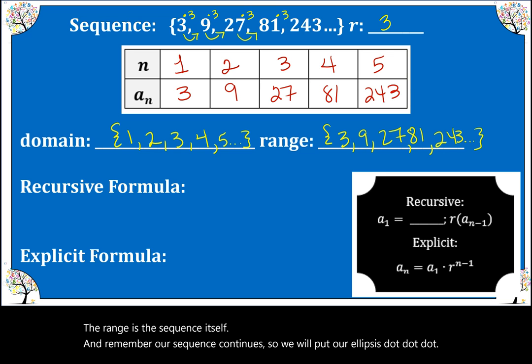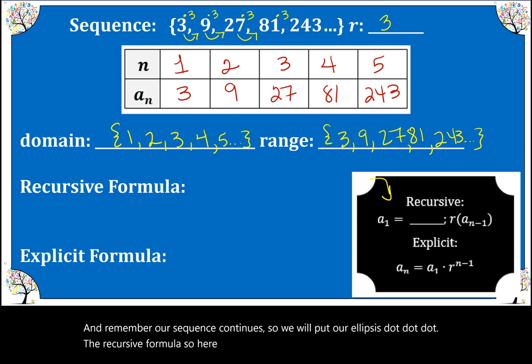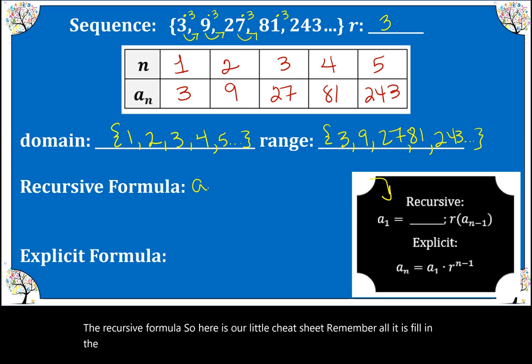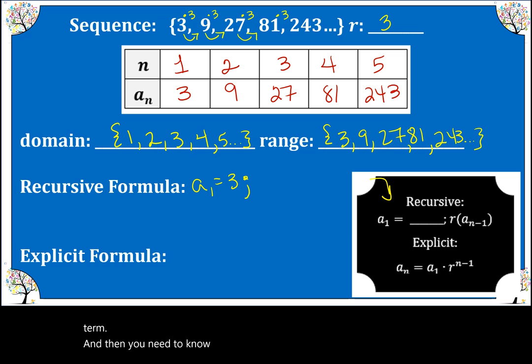The recursive formula. So here is our little cheat sheet. Remember, all it is is a fill in the blank. So a sub 1, in order to define a sequence, you need to know the first term, and then you need to know the pattern. Our pattern is R, and then we have times a sub n minus 1.